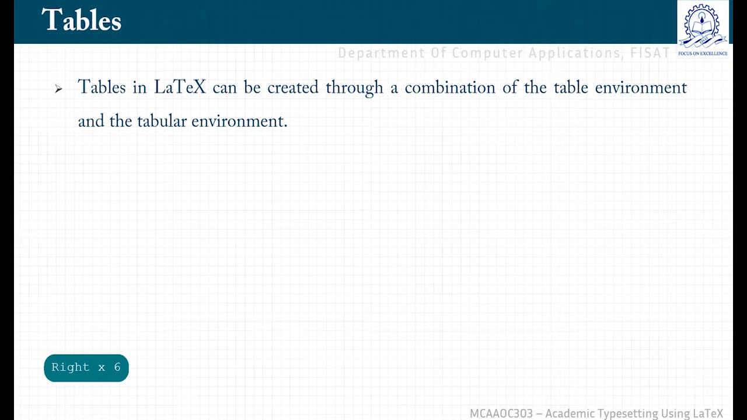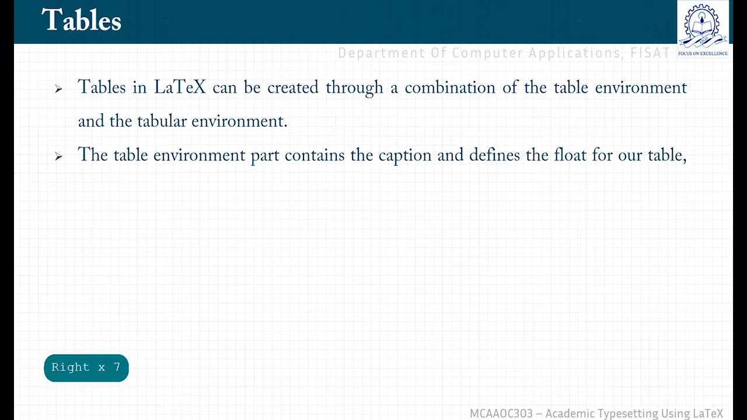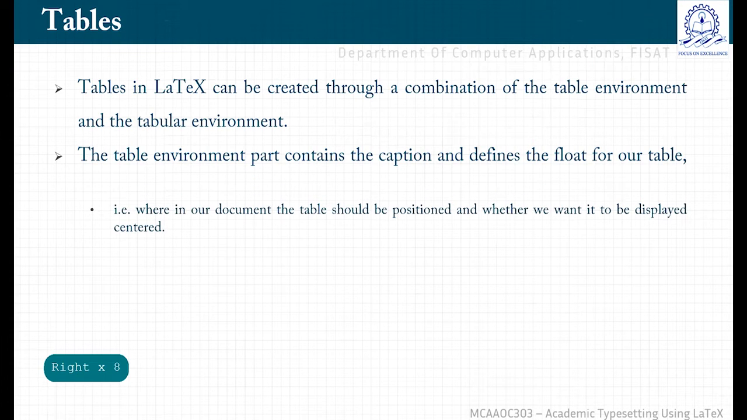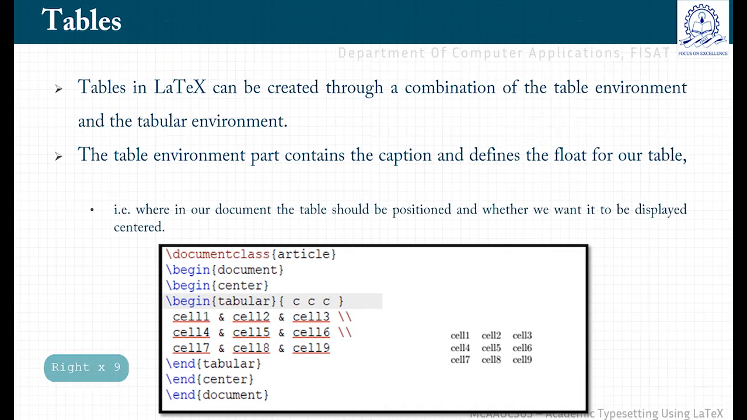As we mentioned, a table in LaTeX can be generated through a combination of the table environment and the tabular environment. The table environment part contains the caption and defines the float of our table, that is, where it should be displayed and whether it should be central aligned. Here you can see a simple example. A table with 3 rows and 3 columns is displayed over here. How is it generated? This is an article kind of document.